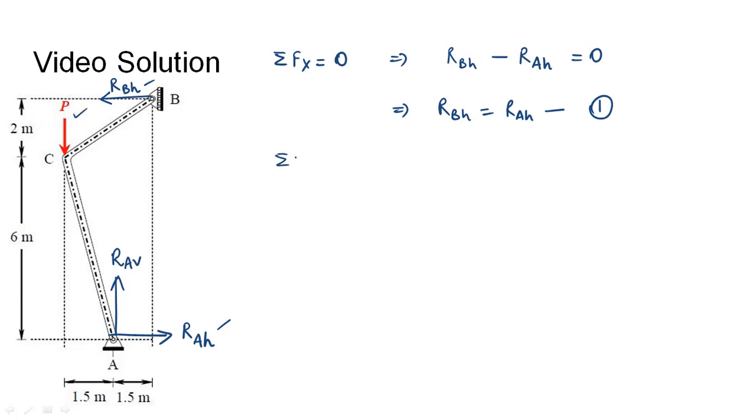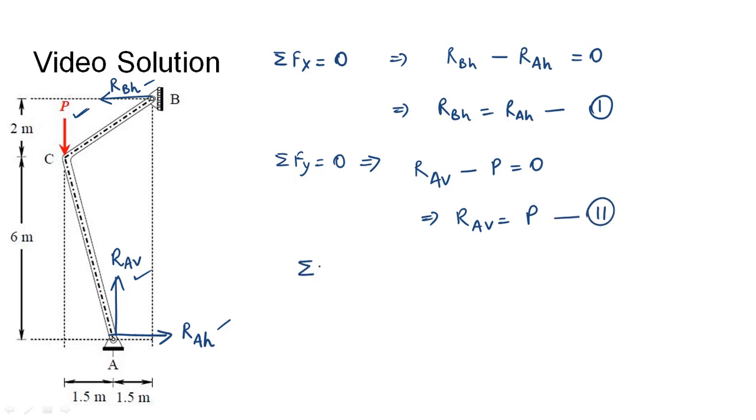The second condition that we will use is the sum of vertical forces should be 0. So we can see that the body has two vertical forces, P and RAV. So assuming upward direction to be positive, RAV minus P will be 0. So this gives us the magnitude of RAV, which is equal to P. We will call this our second condition.